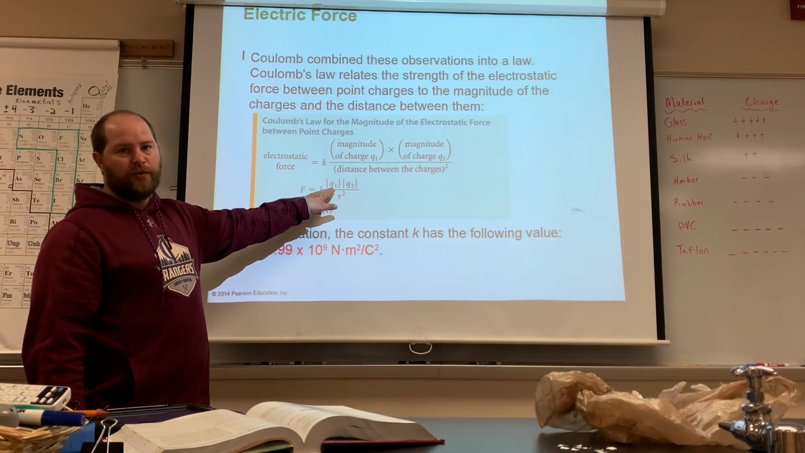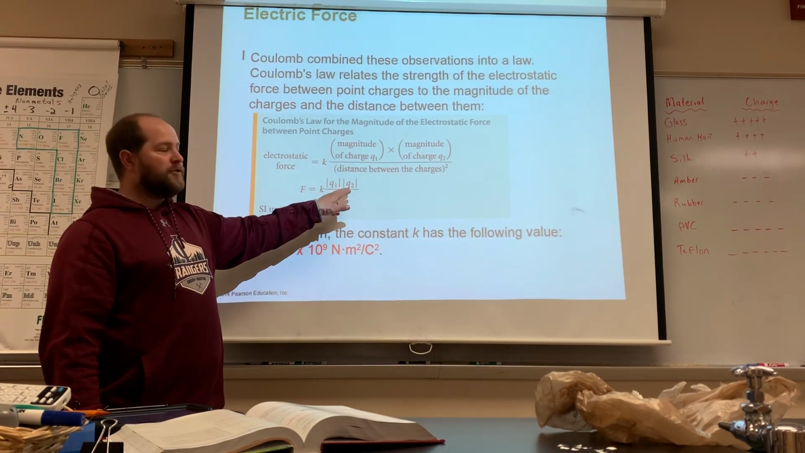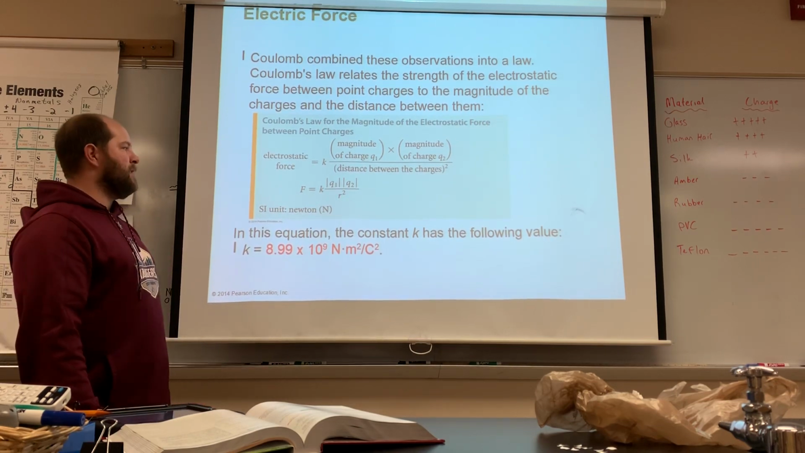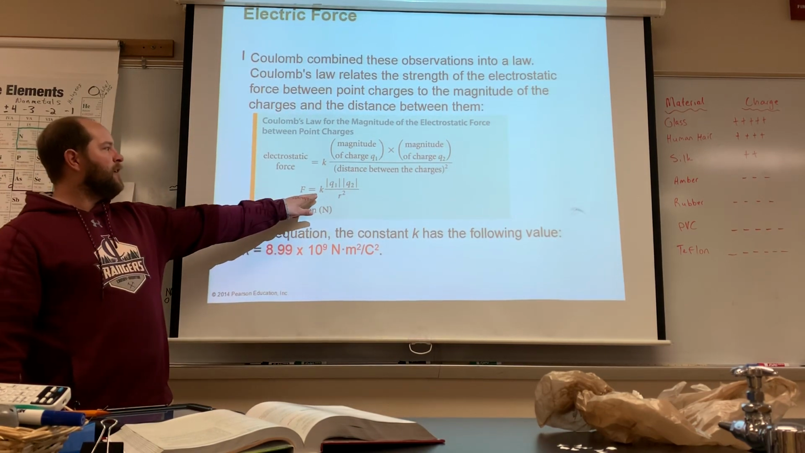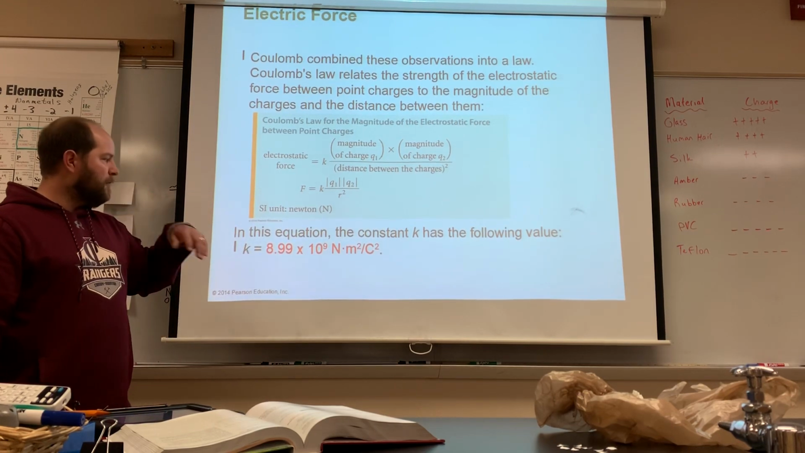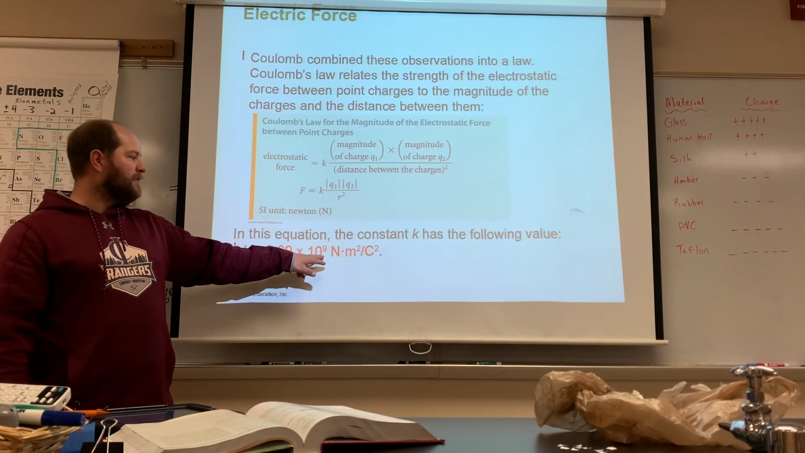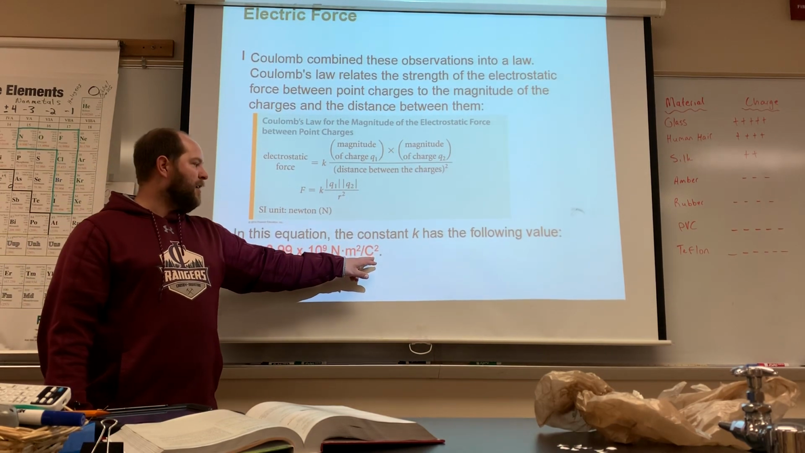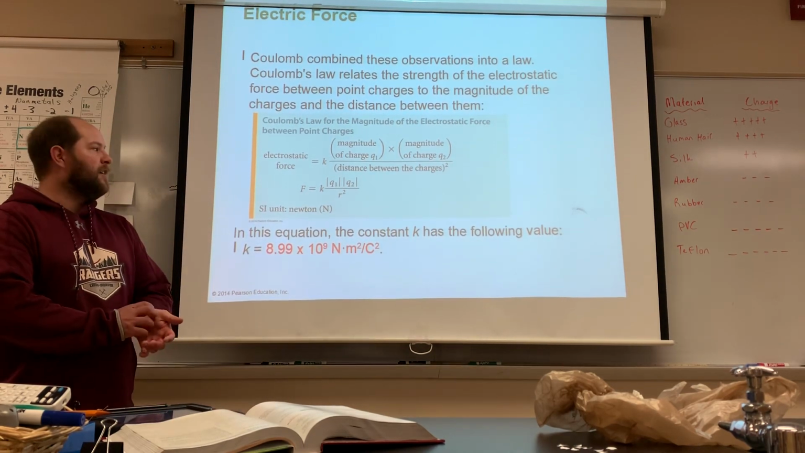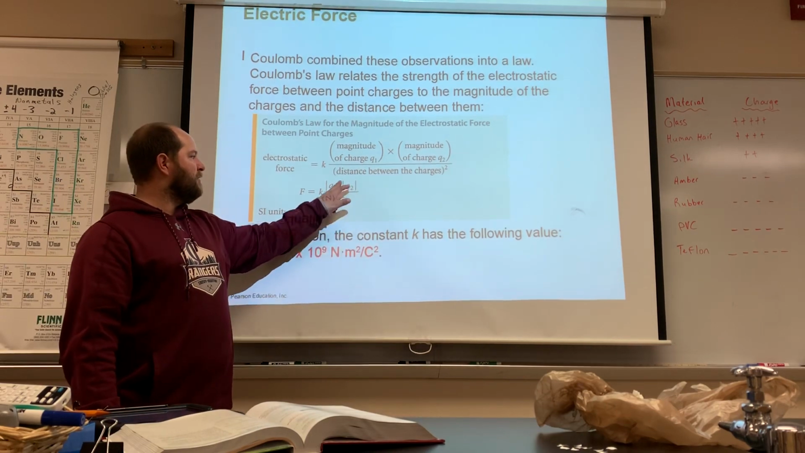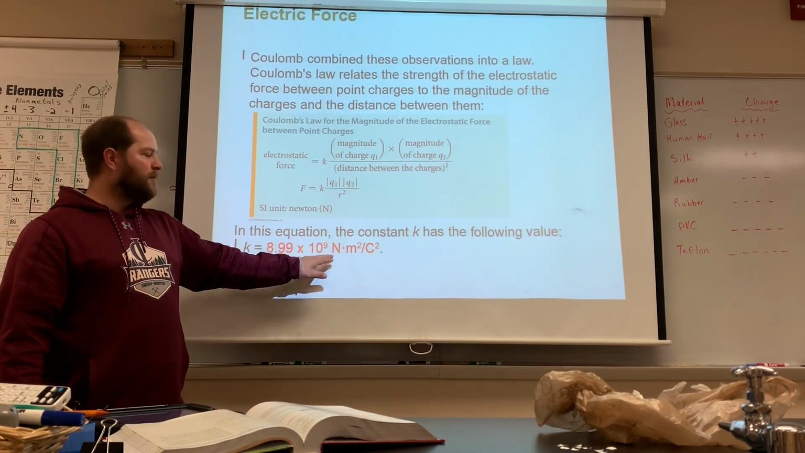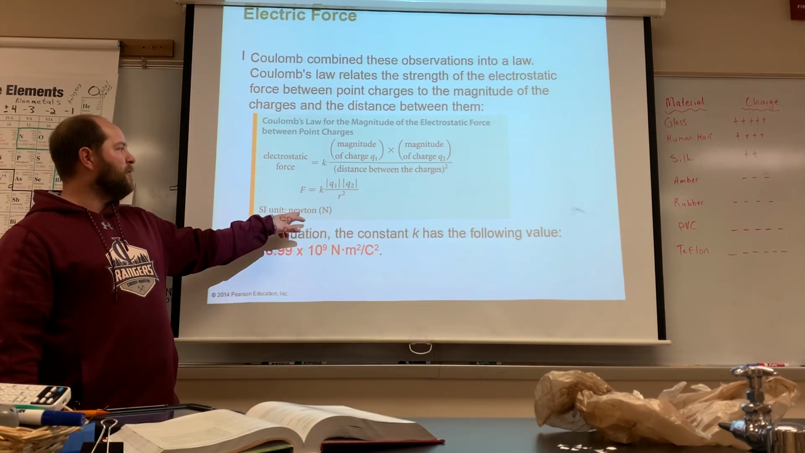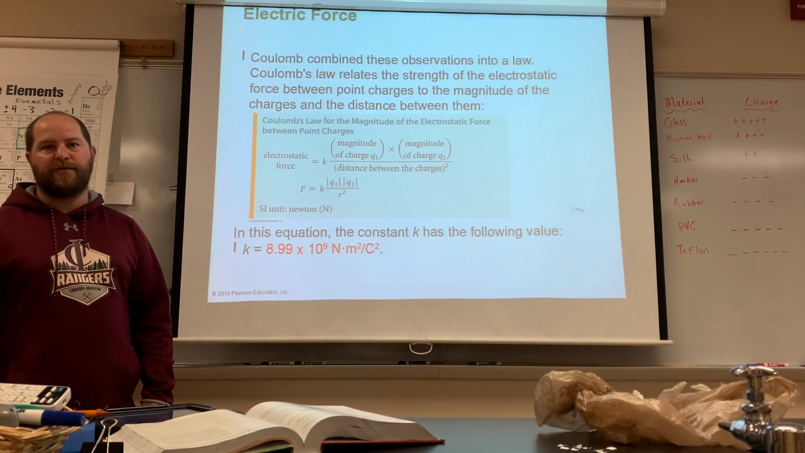Q will be measured in coulombs, R is going to be measured in meters, so the distance is measured in meters. That goes along with our coefficient K, which is 8.99 times 10 to the 9th power, in newton meters squared divided by coulombs squared. These units cancel out with these units, and we're left with just the newton. So the SI unit for the electrostatic force will be the newton.